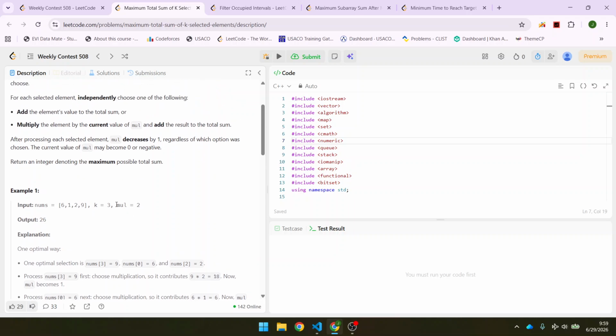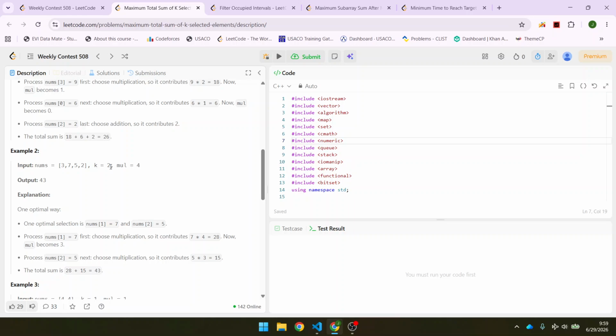Now, for multiplication, what numbers will we have to multiply to get the maximum total value? Well, of course, you're going to have to multiply the bigger numbers. So you multiply 9 times 2, and then mo decreases by 1, and then 6 times 1, and then mo decreases to 0. And at 0, you can just add. You can just add 1, because it won't be good to do 1 times 0.